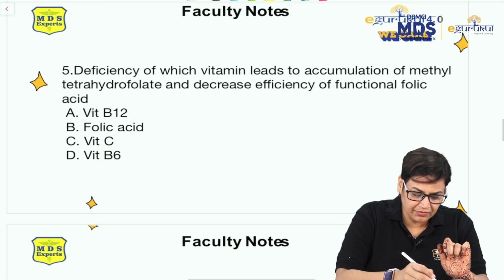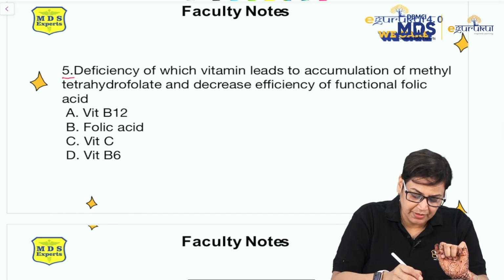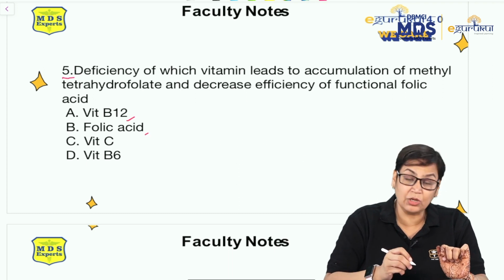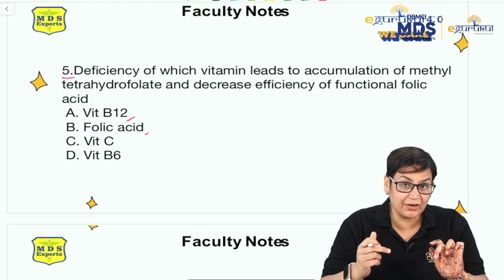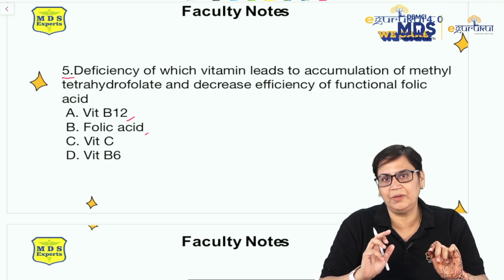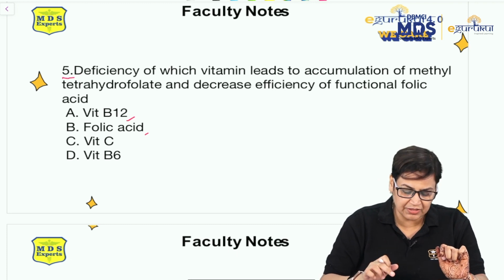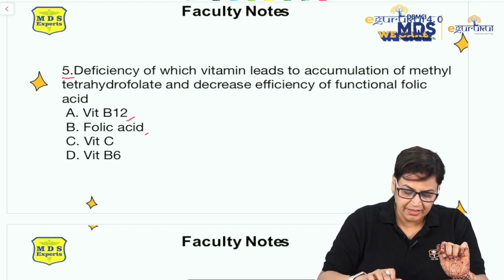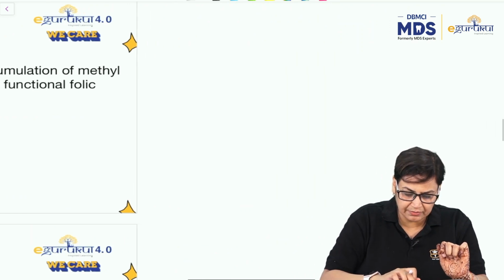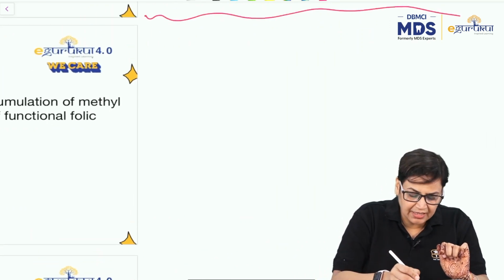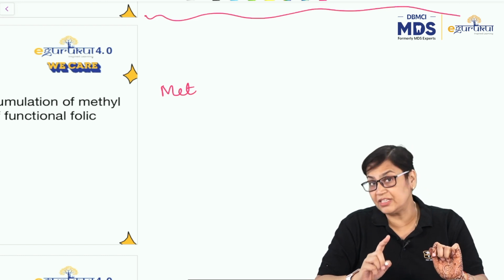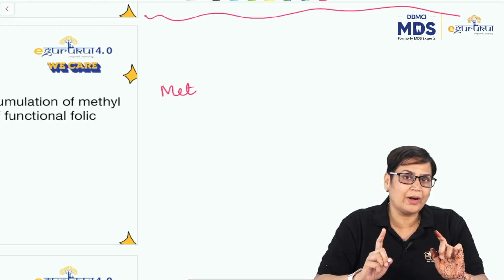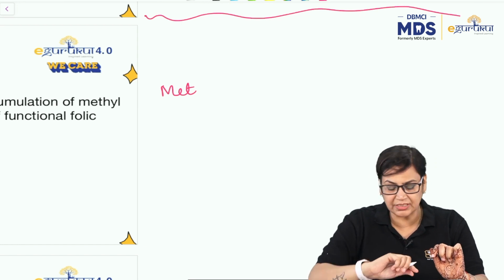Now, if you look at the options, B12 is also given, folic acid is also given. So, obviously, you might be confused whether the correct answer would be folic acid or B12. So, let's see the explanation first, then we will come over to the answer, right? Here just try to recall one thing: methionine, which is a sulfur-containing amino acid, an essential amino acid, is required for transmethylation reactions in the body.